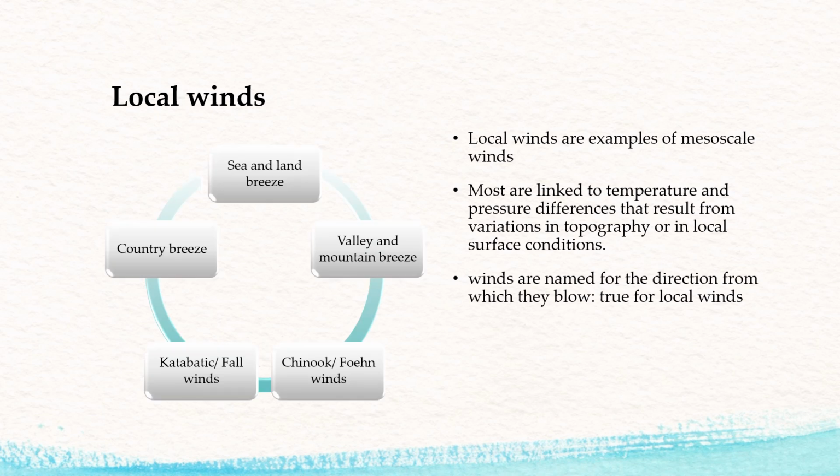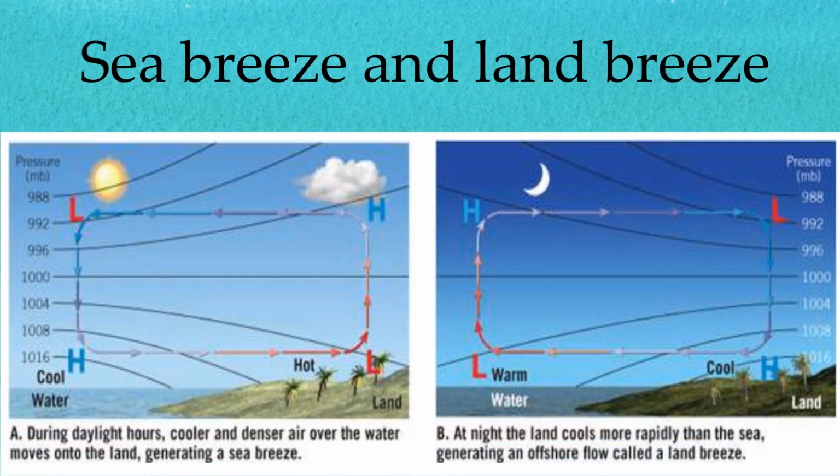In this figure, it illustrates the different types of local winds: the sea and land breeze, valley and mountain breeze, Chinook or foehn winds, the katabatic or fall winds, and the country breeze. So these are the local winds that are named for the direction from which they blow at the surface. For example, a sea breeze blows from the sea toward the land. So that's the local winds. And to check one by one for these examples, first here we have the sea breeze and the land breeze.